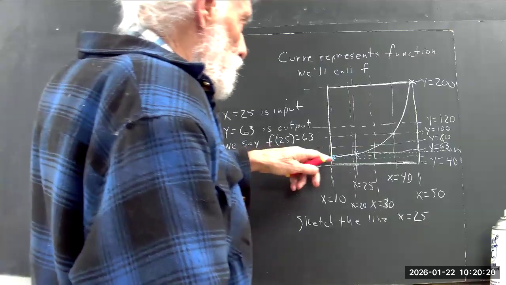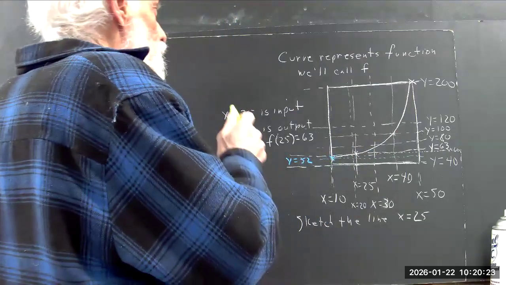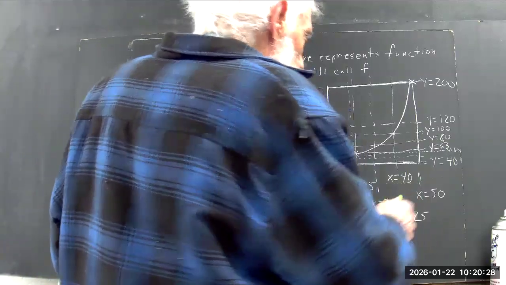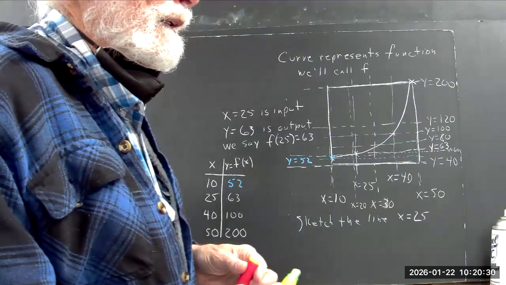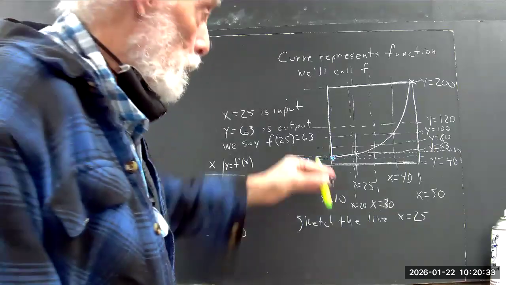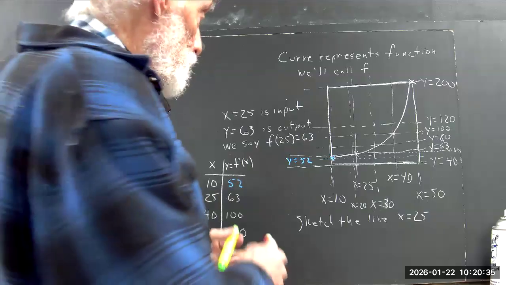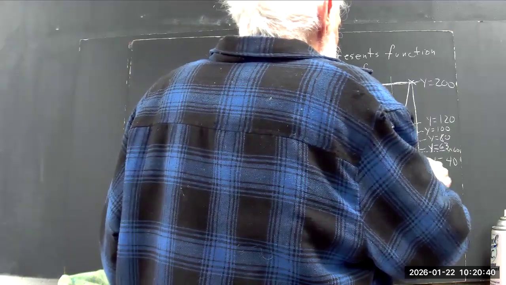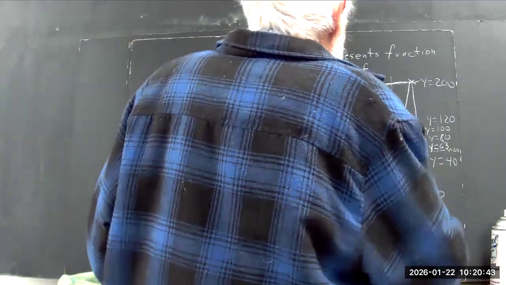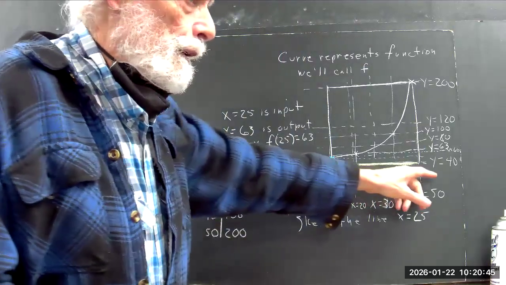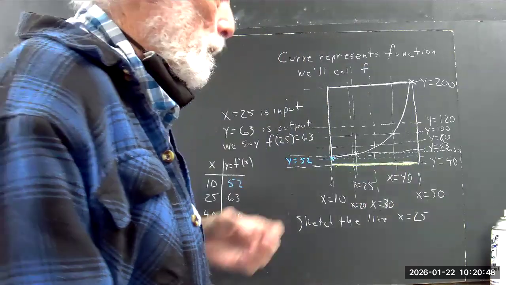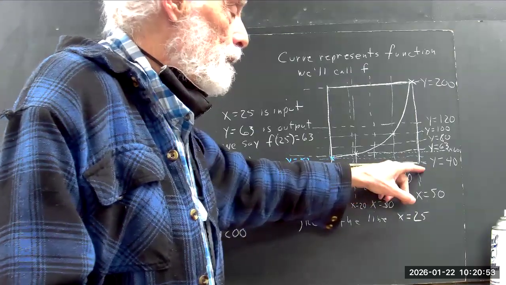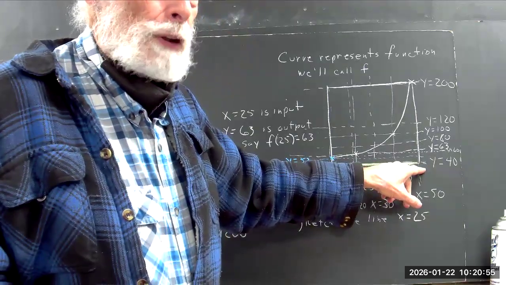That curve was continuous, so that any x value between 10 and 50 is going to give you a line that hits a point on the curve, okay? So I'm going to highlight that line between x equals 10 and x equals 50. And I'm going to say that every x value along this line is in the domain.